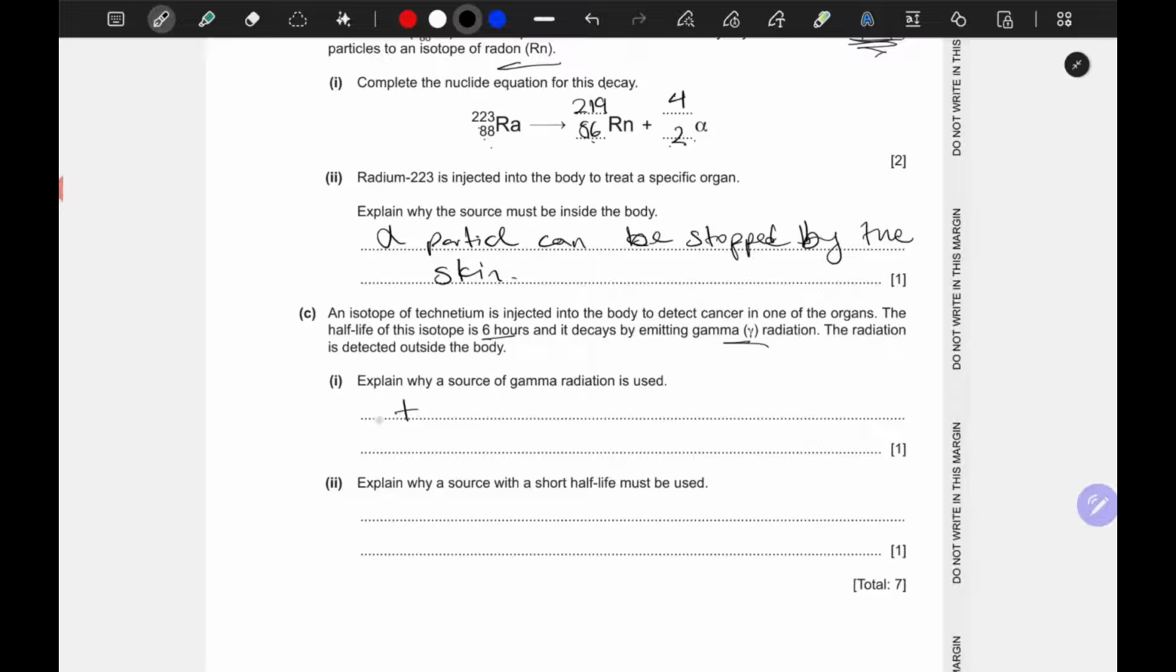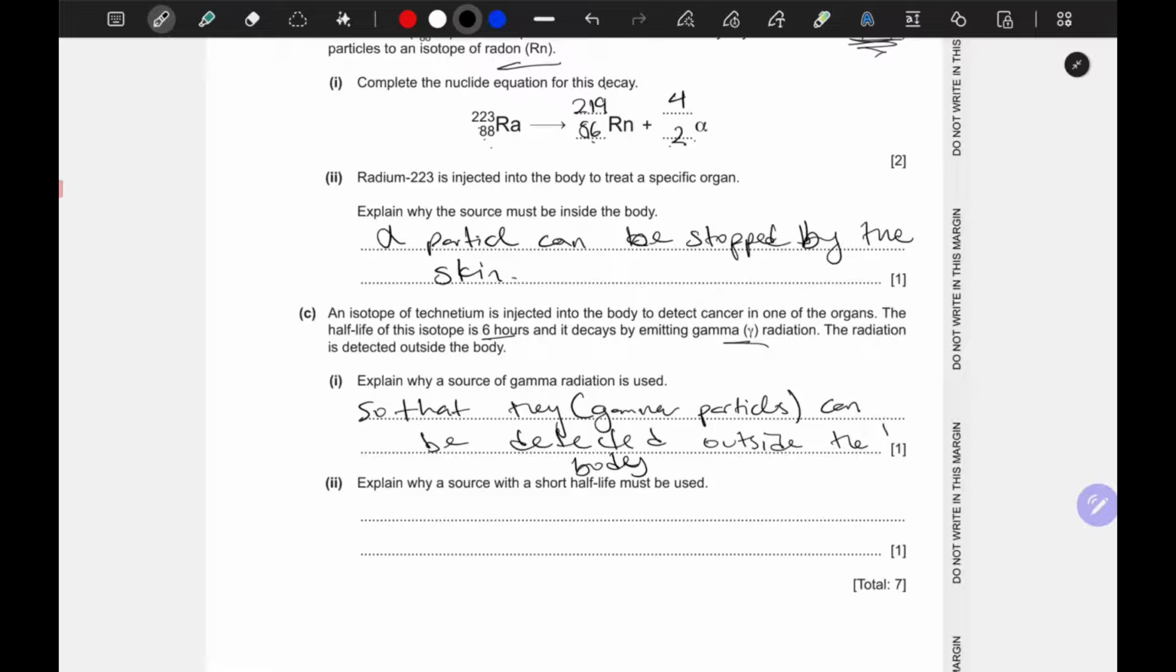This is so that the gamma radiation can be detected outside the body.